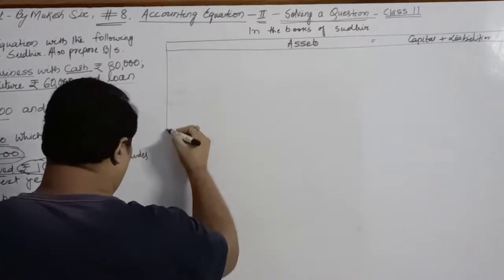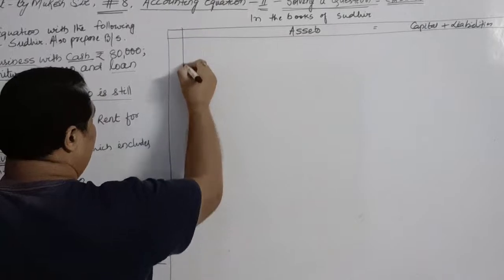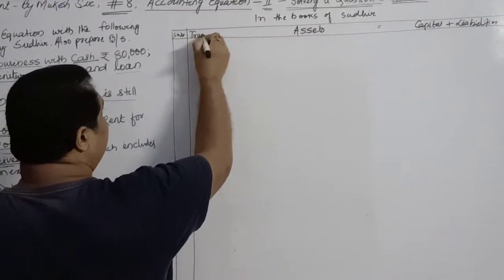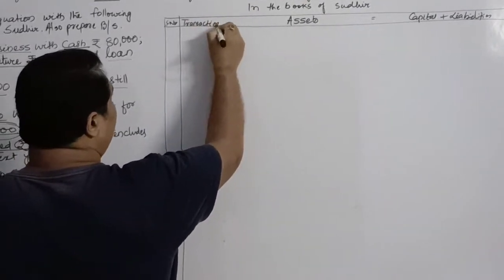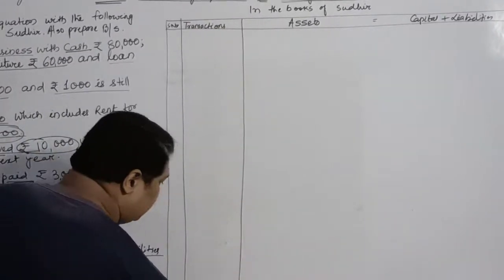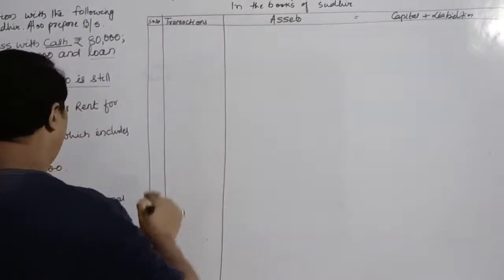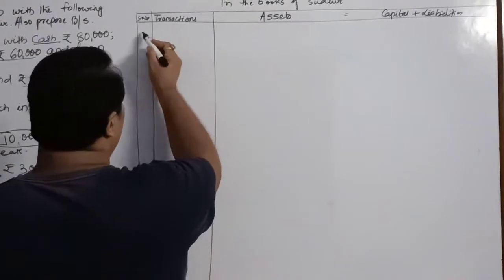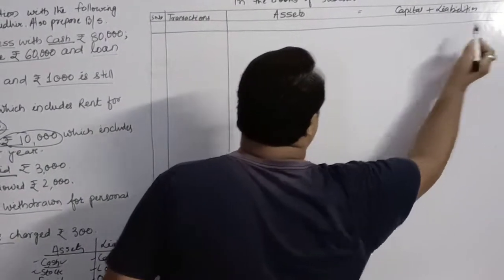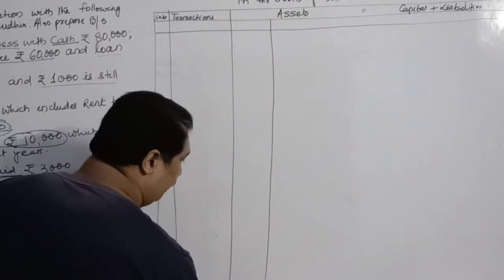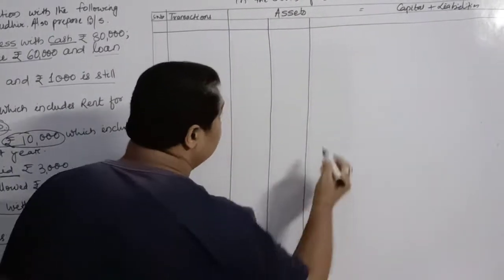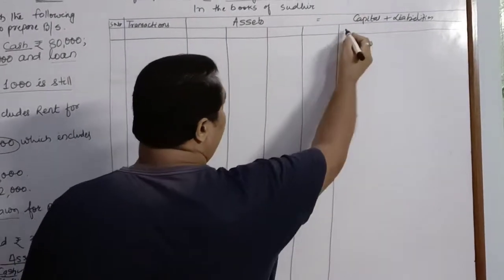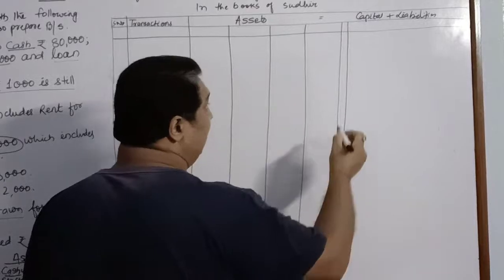Now, first of all, we will write the serial number, then transactions. You have to just write the transactions in short. You need not write it in a very elaborative form. You need 4 columns on the asset side and 4 columns on the liabilities. So draw another line so that you can create the headings. First, second, third, fourth. Now equal to sign to divide the asset and liability.